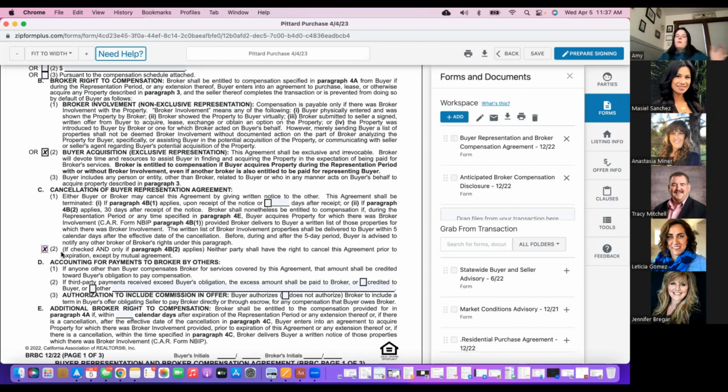So that's D1. D2 is if third-party payments received exceed buyer's obligation, the excess amount shall be paid to broker. That's the default. Or you could check the next box, which is credited to the buyer or other, right? So they always give us our other lines. So I usually leave this the default that it gets paid to broker. So if the compensation being offered by the seller is 3% and I have 2.5% here, I get all 3% of the compensation. If we check this box, then an additional 0.5% would go to the buyer. And if we check this box, we would need to fill something in here on this line, something like any excess to be split equally between broker and buyer, right? So something like that could be put in there on the other line.